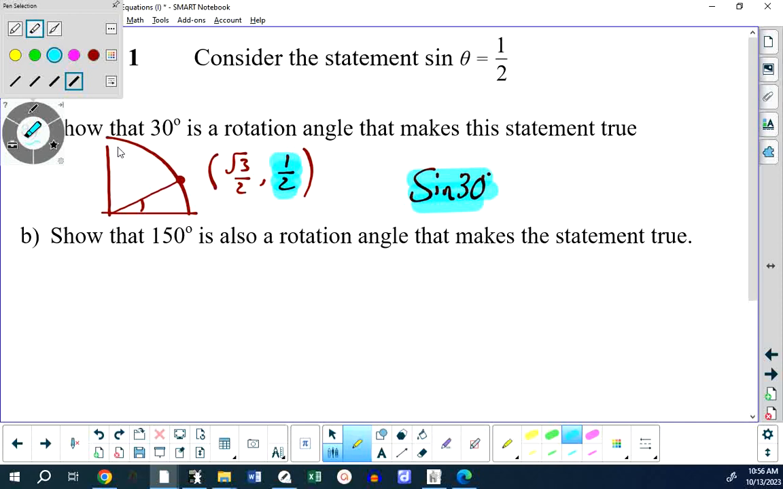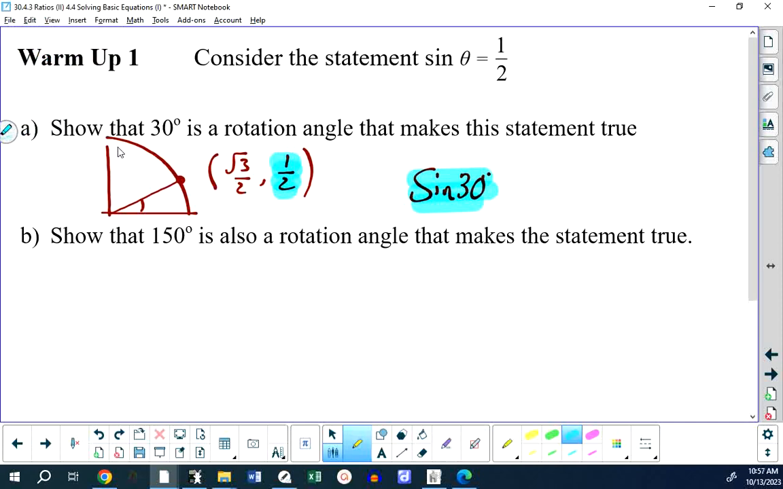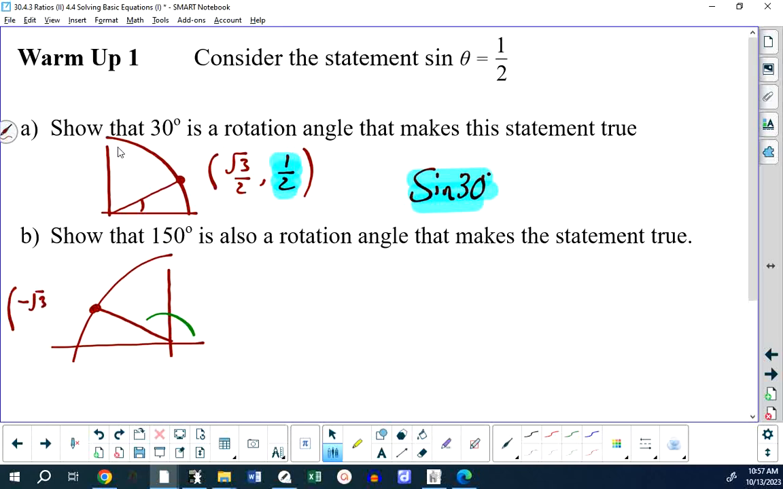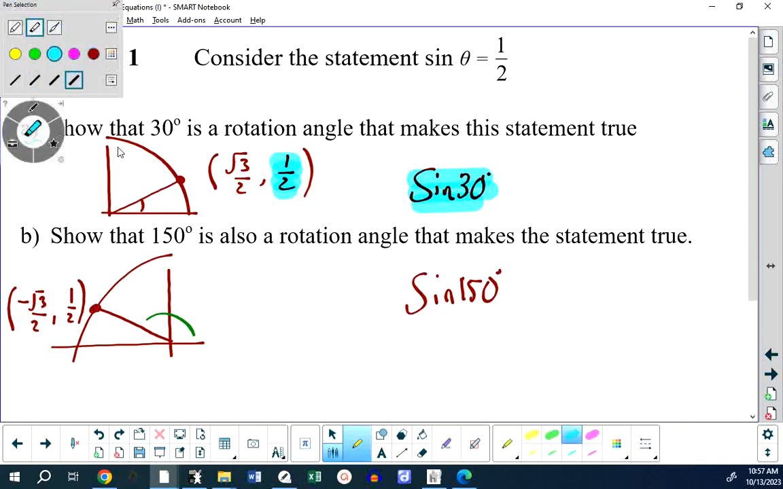Show that 150 degrees is also a rotation angle that makes it true. Well, if I take a look at 150 degrees on the unit circle, it is the 30-degree mark away from the x-axis in quadrant 2. This is theta this time. And we take a look at the coordinates here, and they are negative √3/2, comma 1/2. So what would sine of 150 degrees be? Well, it would be the y coordinate. And I'm building up to something. I'm just laying a very solid foundation for what's about to come.